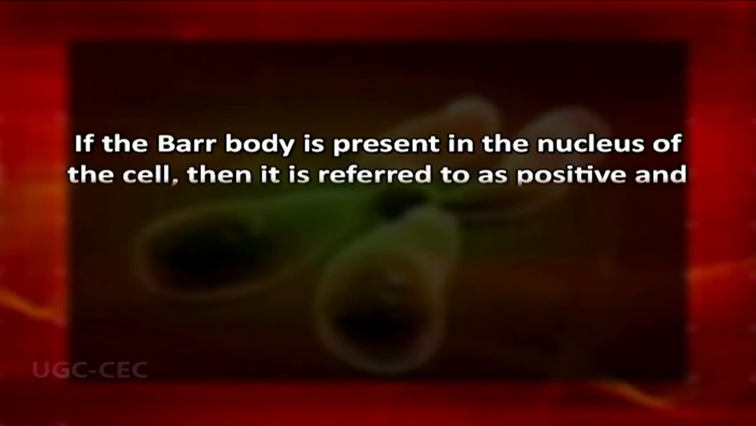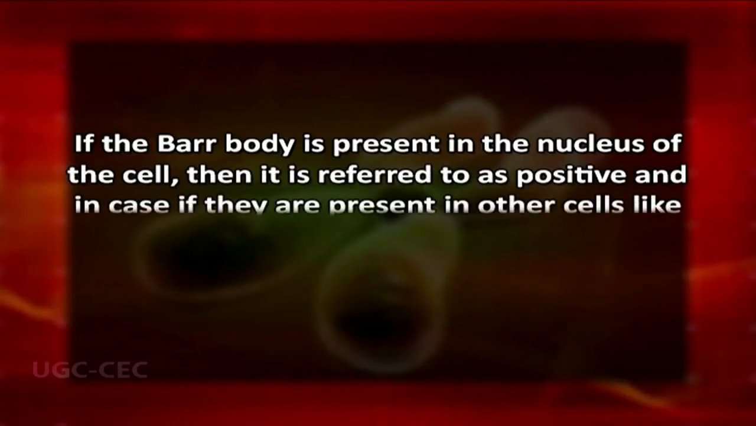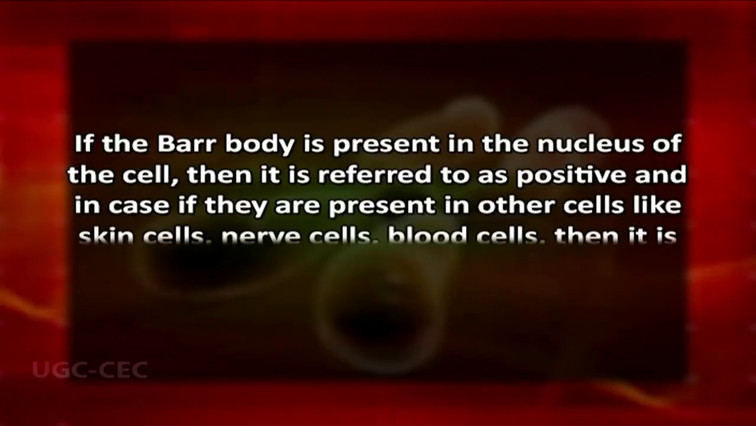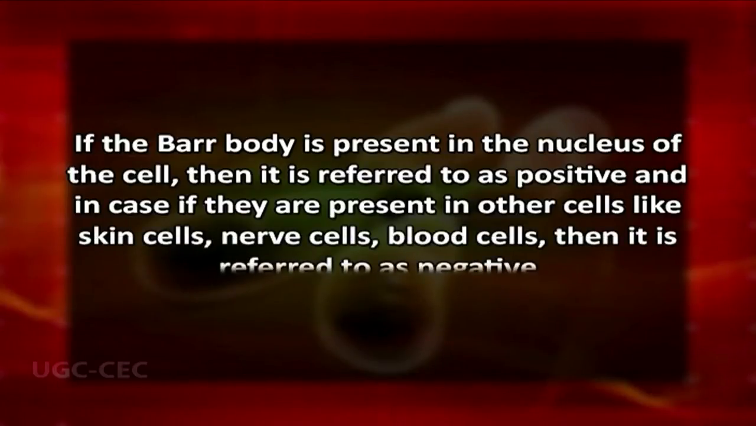In a normal female, the number of Barr bodies present is comparatively less than the total number of X chromosomes. If the Barr bodies are present in the nucleus of the cell, then it is referred to as positive, and in case they are present in other cells like skin cells, nerve cells, blood cells, then it is referred to as negative. Barr bodies are only present in female somatic cells and are absent in case of male somatic cells.